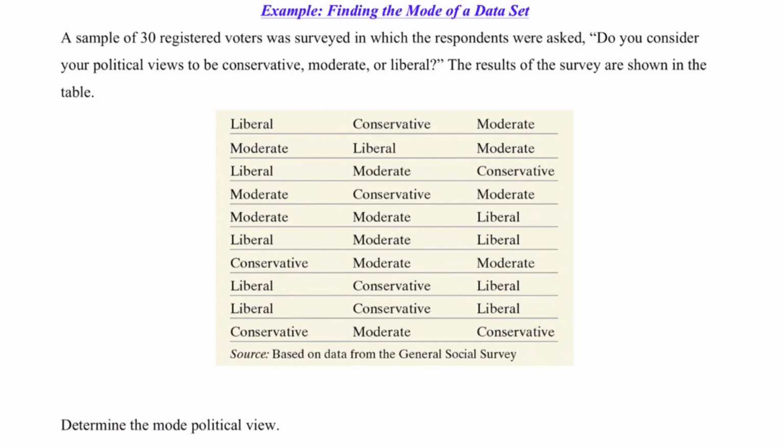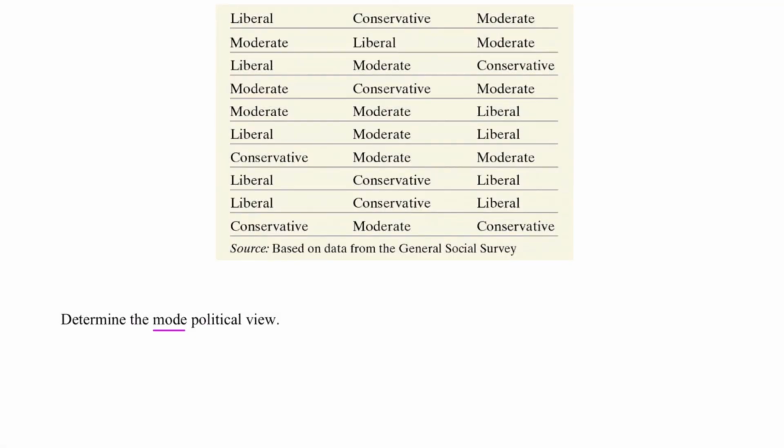Let's go ahead and jump into our example then. We've got a sample of 30 registered voters. They were surveyed in which respondents were asked, do you consider your political views to be conservative, moderate, or liberal? We've got the results of this, and they ask us to determine the mode political view. Big idea is we need to remember the vocabulary. If we remember that mode is simply most frequent, it turns this into a quote-unquote easy question. Remembering that mode is most frequent means we've got three categories, conservative, moderate, and liberal.